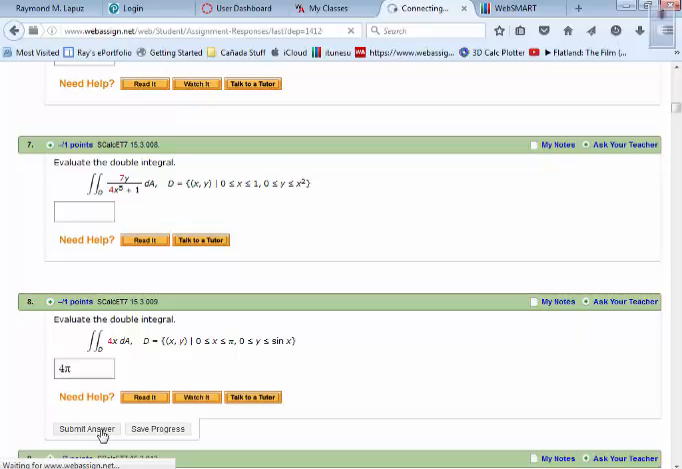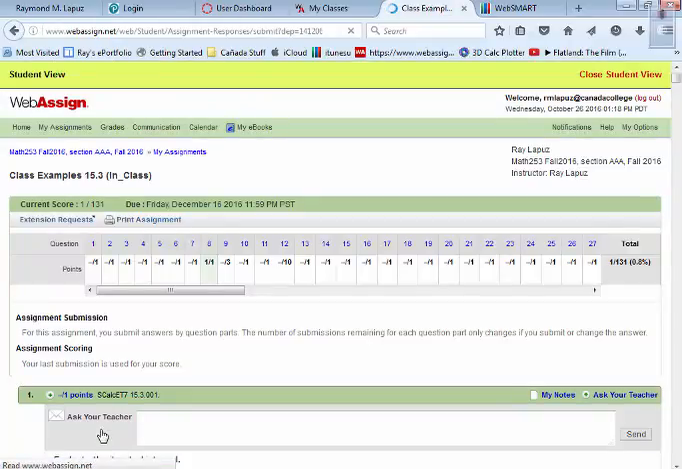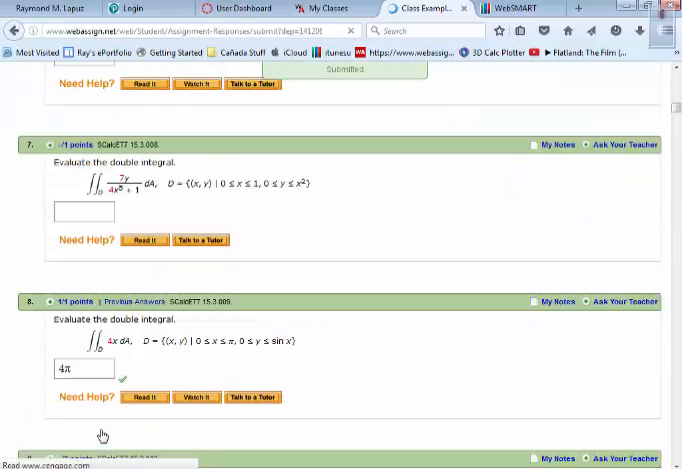In the book, they call it type 1 and type 2 region. I never remember which one's type 1 and which one's type 2. I don't think the name of the type is important. I think what's more important is being able to come up with the limits and then identify which one's the inner integral and which one's the outer integral. All right, let's do another one.